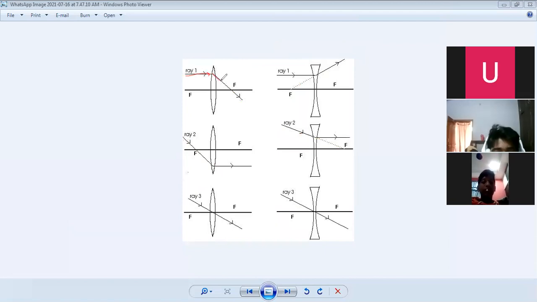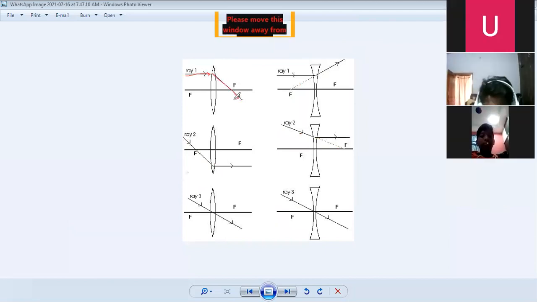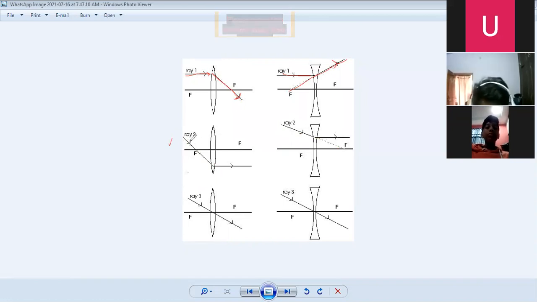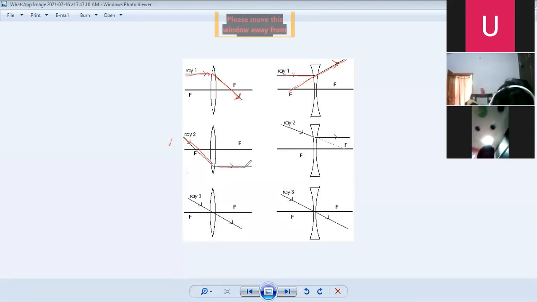See, case 1, in a convex lens, incident rays parallel to the principal axis, so the emergent rays pass through the focus point. Case 1 in a concave lens, the incident ray is parallel to the axis, so the emergent ray will appear to be passing through the focal point, and it diverges. Next, the second case in a convex lens, the ray passing through the focal point, so the emergent ray will be parallel to the principal axis.